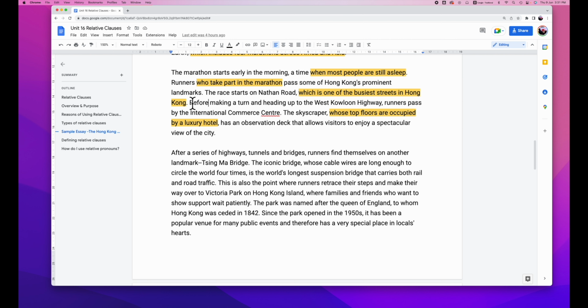Before making a turn and heading up to the West Kowloon Highway, runners pass by the International Commerce Center. The skyscraper. What skyscraper? Whose top floors are occupied by a luxury hotel. It has an observation deck that allows visitors to enjoy spectacular views of the city.